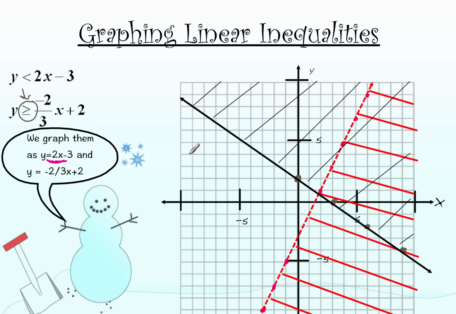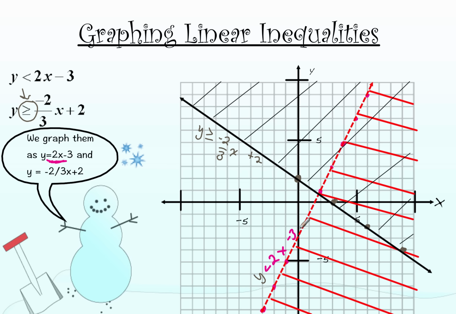I'm going to make everything perfect by labeling which line is which. So this is y is greater than or equal to negative 2/3 x plus 2. And this was the line y, it didn't change to pink. There we go. y is less than 2x minus 3.